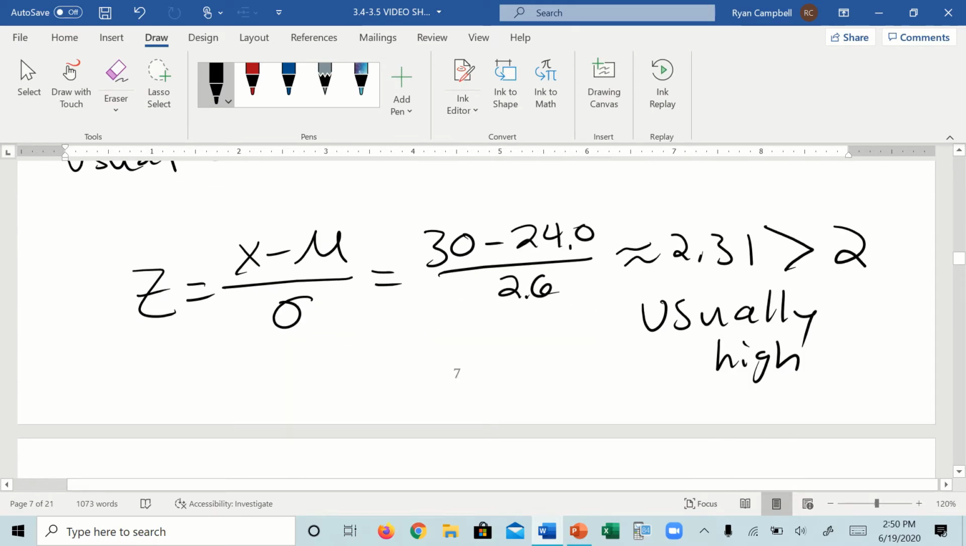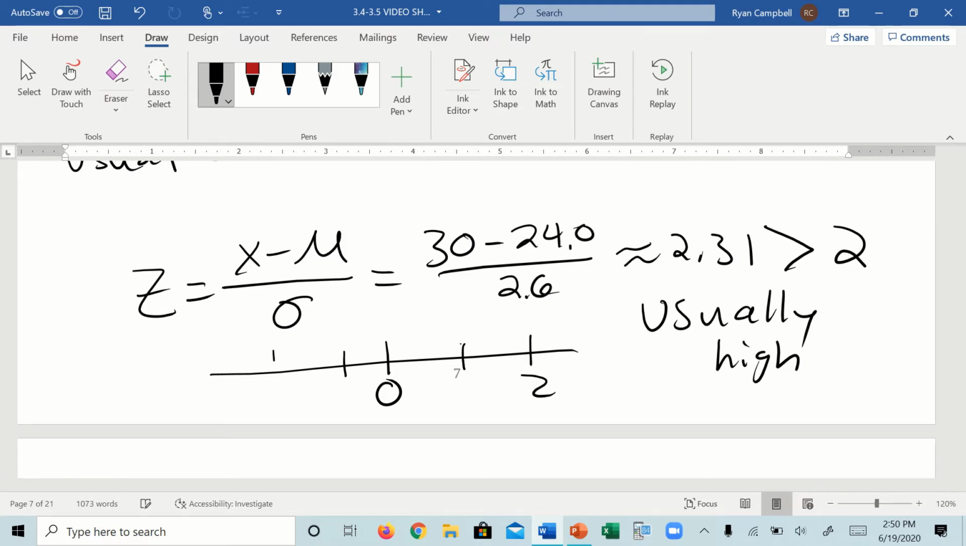And if you wanted to do another graph, right? Remember, for z-score, the mean is always 0. So 2 standard deviations above is 2. 2 standard deviations below is -2. And then we have a value that's 2.31, right? So outside.